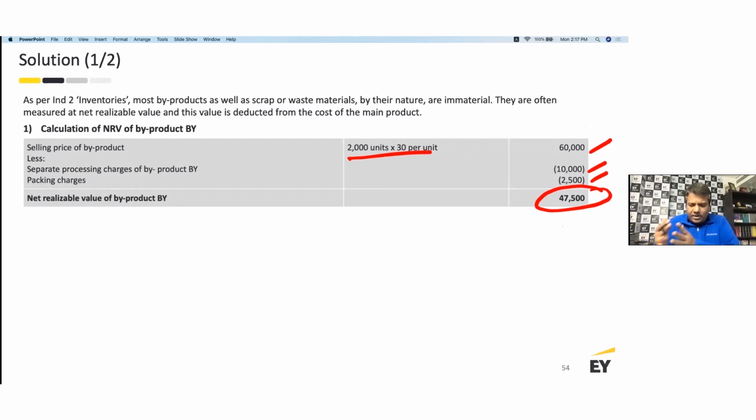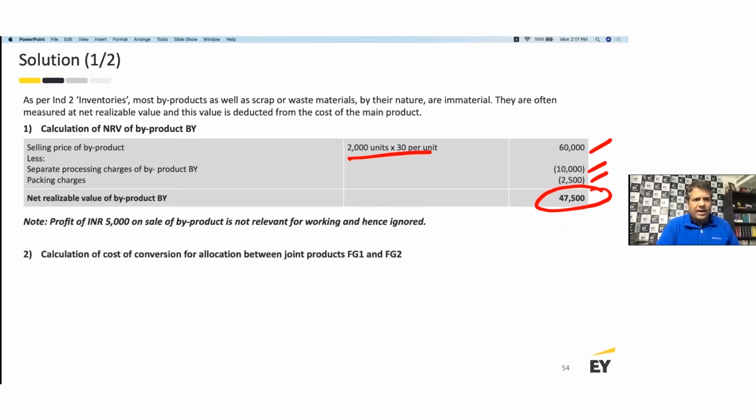Then it will become a part of a joint product. Okay, so I'm going to ignore this 5,000. All right, on sale of byproduct is not relevant for working and hence ignored. Okay, now calculation of cost of conversion for allocation between joint product FG1 and FG2.